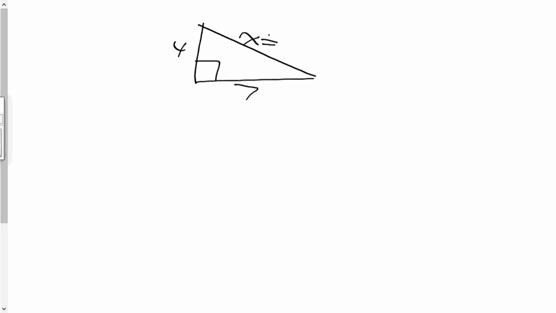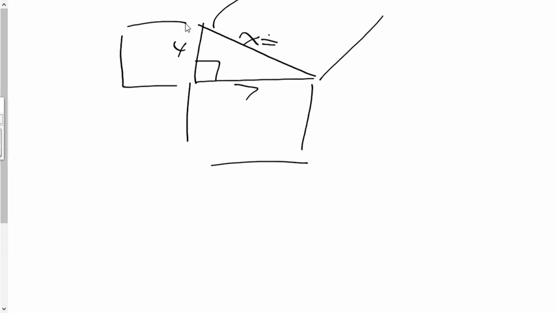Our next question is from Pythagoras. It gives us sides of 4 and 7, so we can solve it with squares, which is probably the easiest way to do it. The area of this square is 16. The area of this square is 49. The sum of those two squares is 65.